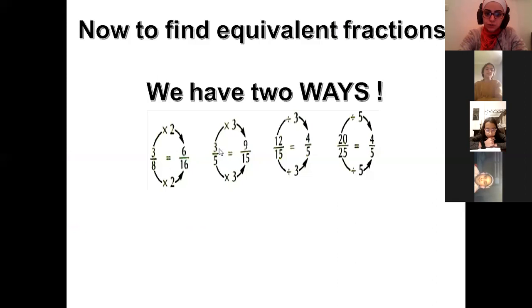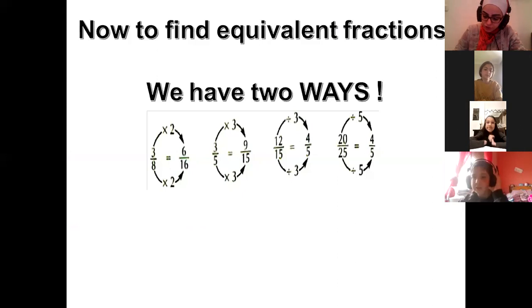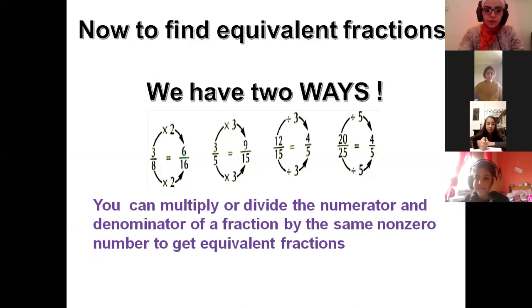In this lesson, how to write equivalent fractions, you can use multiplication or division. So, you can multiply or divide the numerator and the denominator of a fraction by the same non-zero number. You can multiply or divide by anything you want except zero to get the equivalent fractions. How do we choose the numbers? Like, for example, 3/8. Why did we multiply by 2, for example? It doesn't matter. You choose what you want to multiply by. But whatever you choose to multiply, you have to do it for the numerator and the denominator.